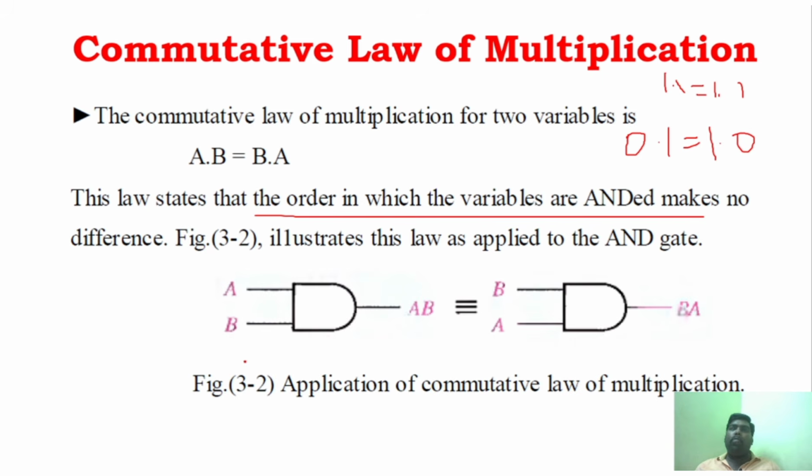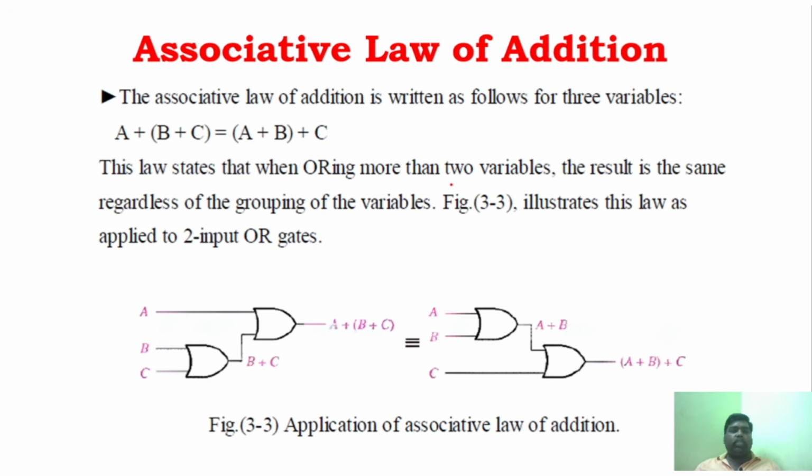Now we represent this using an AND gate. So it is A into B and then B into A, which is equivalent to BA. AB is equal to BA. This is the commutative law of multiplication, right? And next, you'll see the associative law of addition. This is a little more advanced than the commutative law. So what is the associative law? You can see this expression.